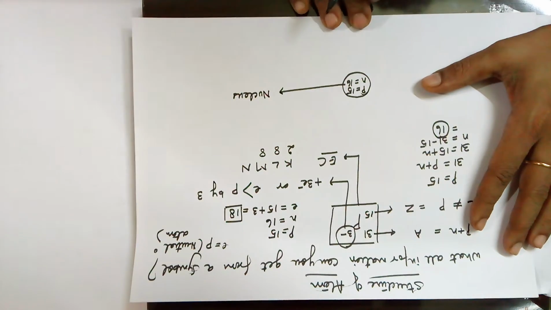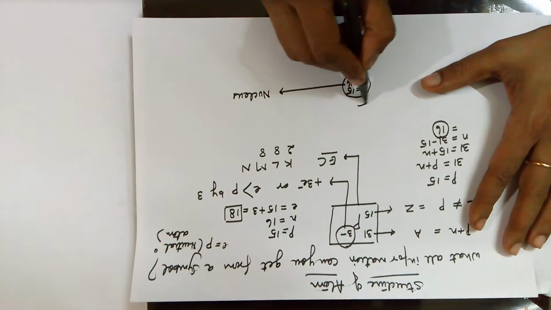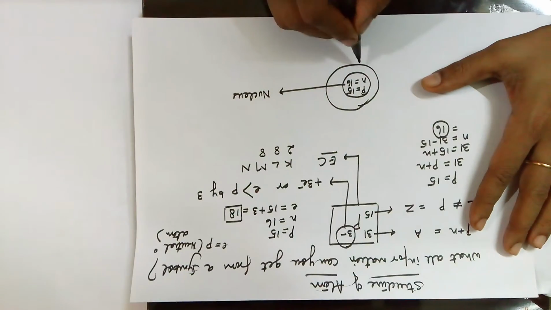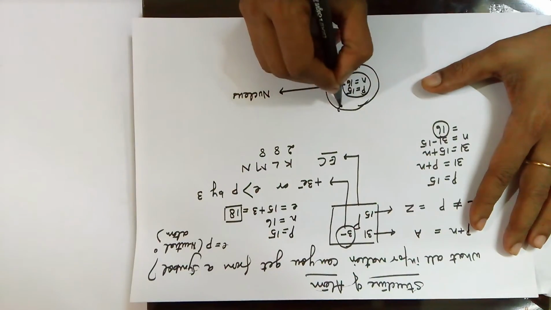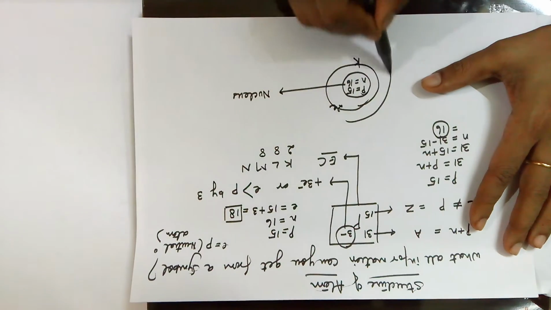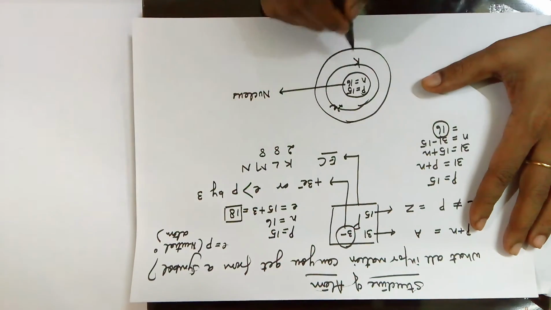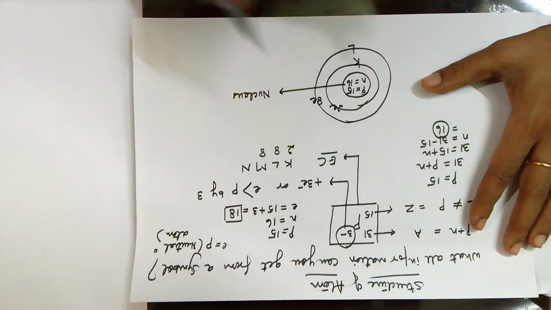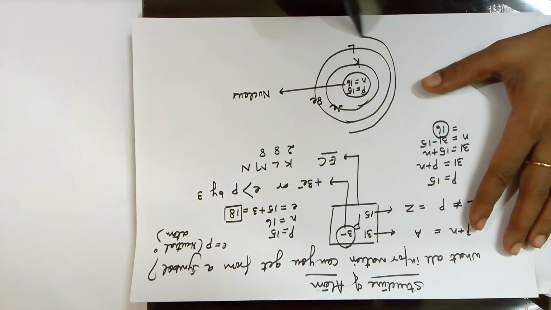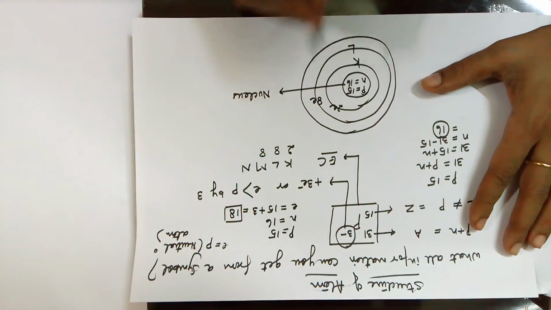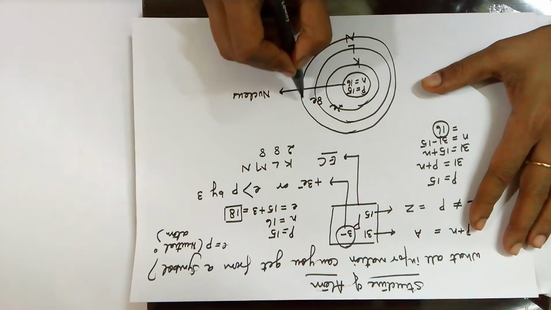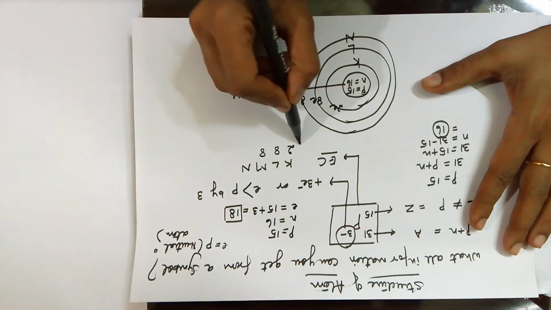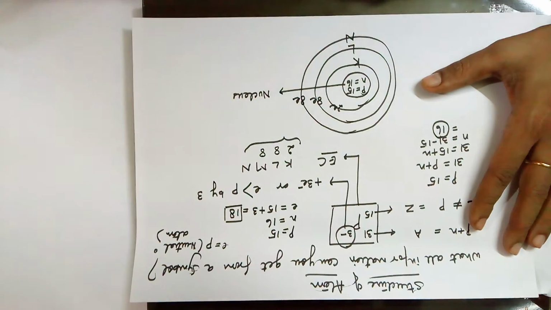Now you draw the shells for the electrons. The first shell, known as the K shell, has got 2 electrons. The second shell, known as the L shell, has got 8 electrons. And the third shell, M shell, has also got 8 electrons as already done in the electronic configuration.